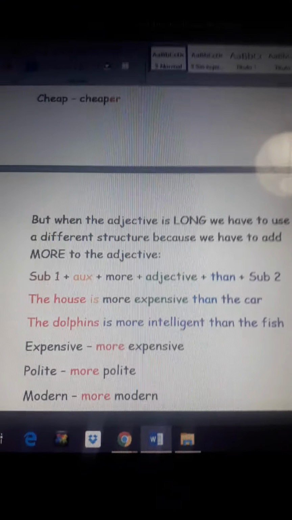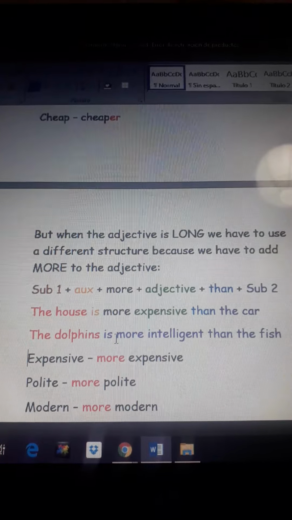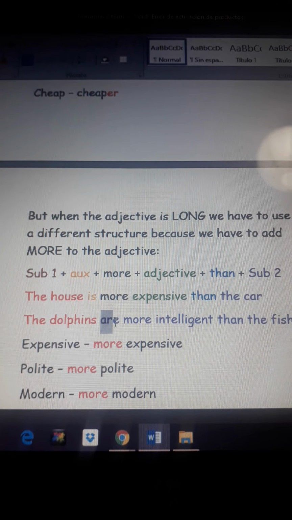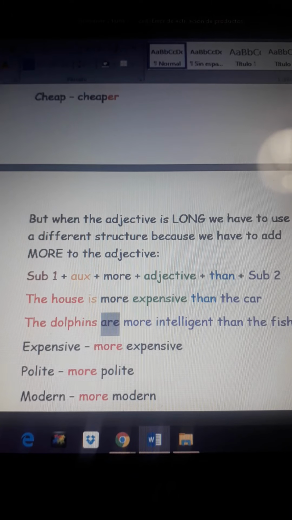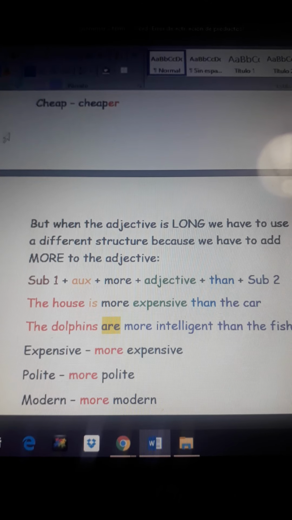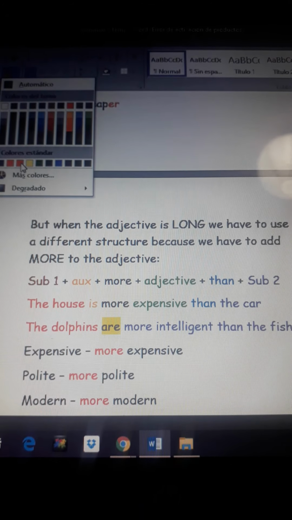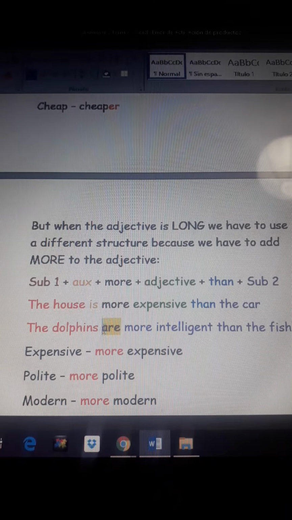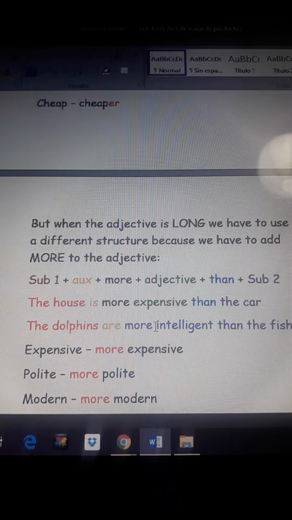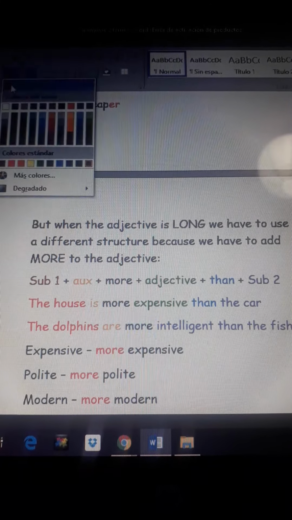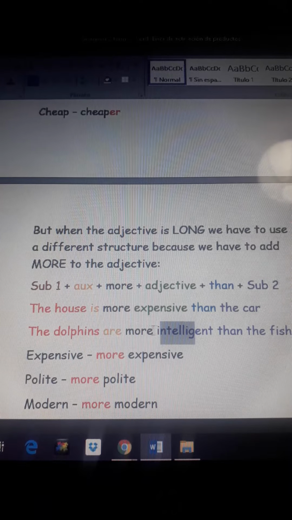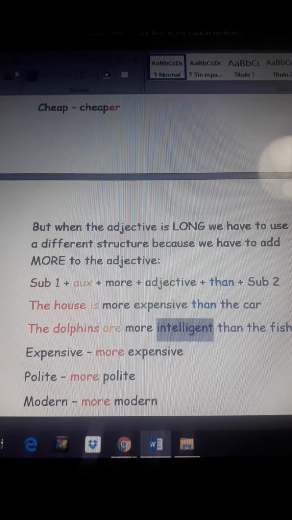Dolphins, in plural, are, in order to use a different auxiliary. So are, because it's plural, so we change. So it is plural, so for that reason we use are. Oh my god, I am not selecting this. Yeah, are more. This is our rule. Intelligent, our adjective, as I mentioned, is long. It has more than 2 syllables.